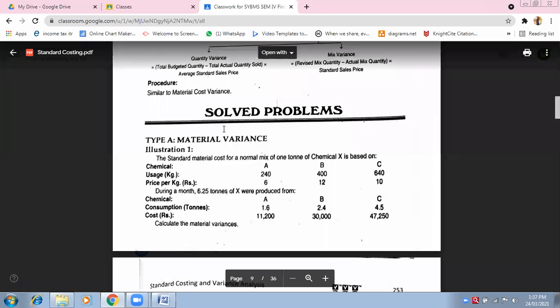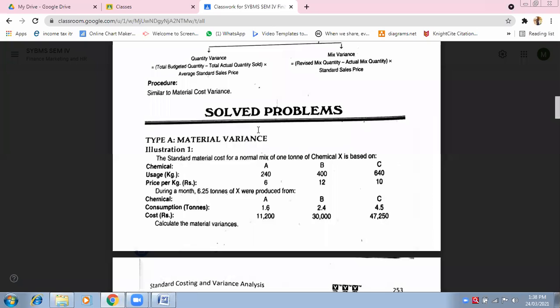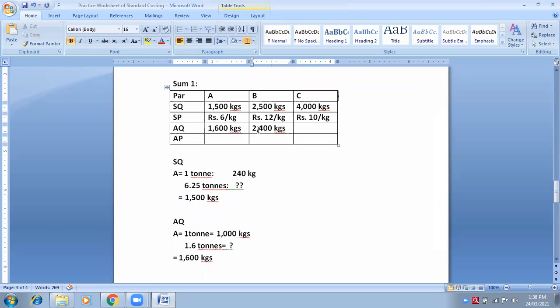Now you have to find it for B. So B is 2.4 tons. How much would it be in kgs? 2.4 into 1,000, that's 2,400. Very good. Last is 4.5 tons. How much would it be in the form of kgs? Very good, 4,500.